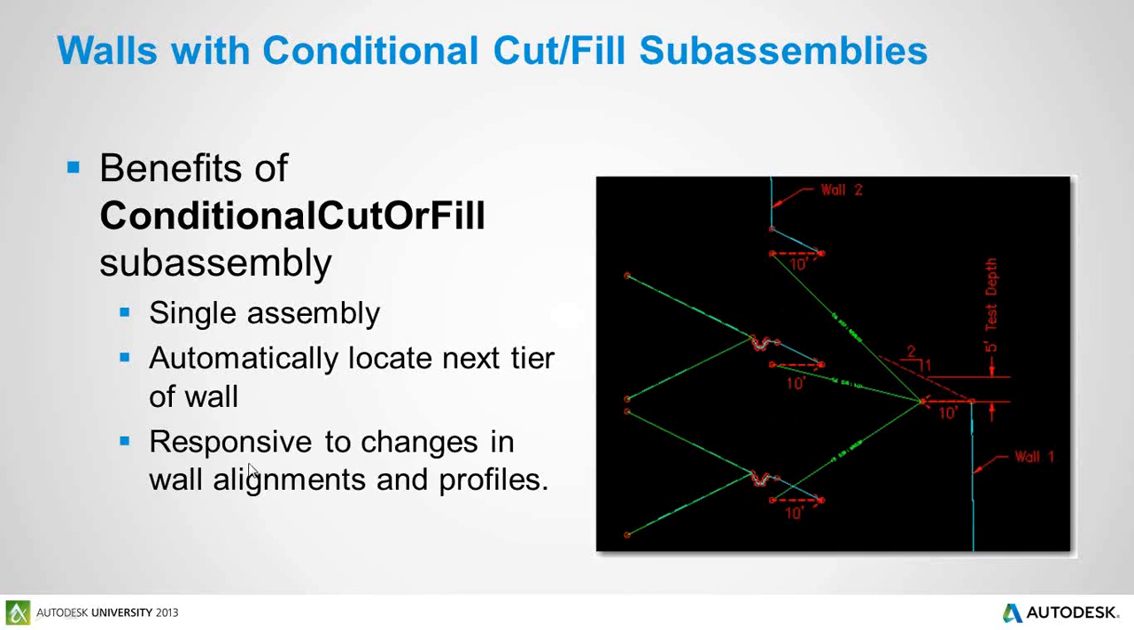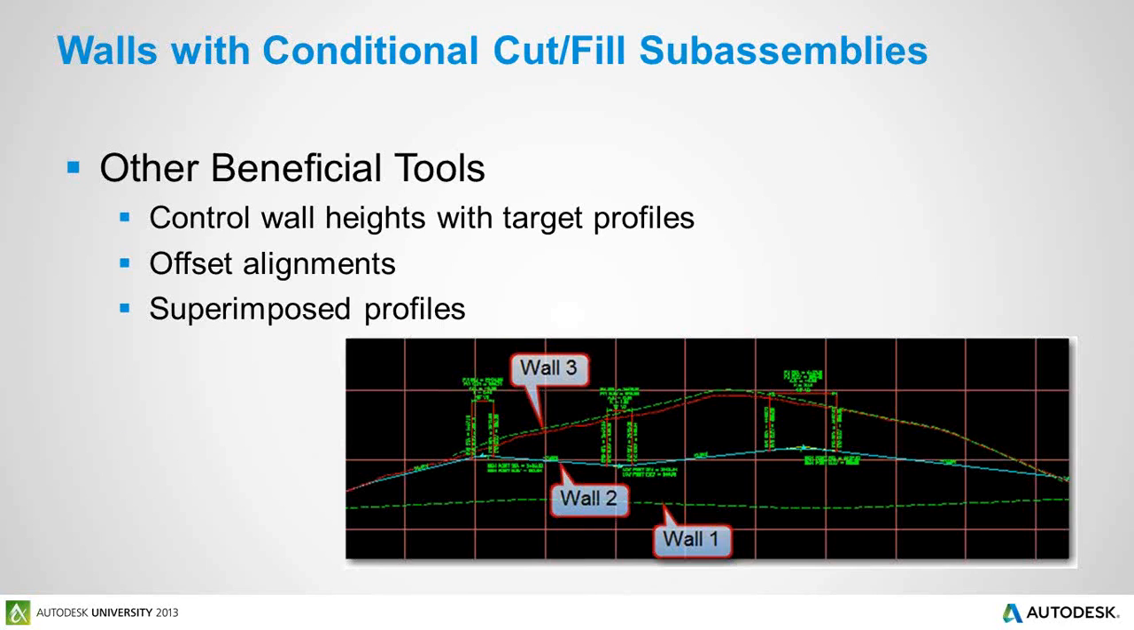All right. Real nice process, because all we will have to do then in terms of revising the model is edit the alignments and profiles, and we'll see that the corridor will update and correct automatically based on those changes. A couple of things we're going to look at besides using the wall heights, using alignments and profiles to control the wall heights. Since all three walls are parallel, we're going to use offset alignments, so that way I only have to edit the main alignment and all three will stay together.